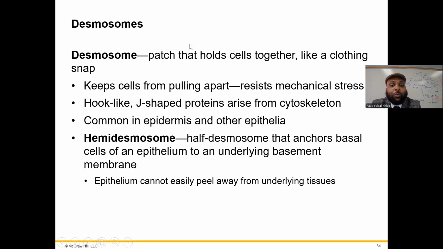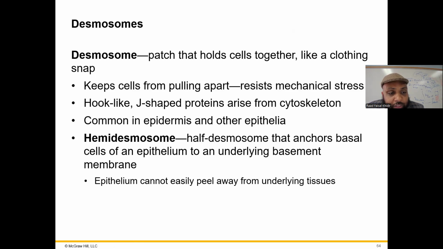What are desmosomes? Desmosomes are patches that hold the cells together. They are like a clothing snap. They keep the cells from pulling apart. They resist mechanical stress, and they have hook-like J-shaped proteins that arise from the cytoskeleton. They are commonly found in the epidermis and the other epithelia.